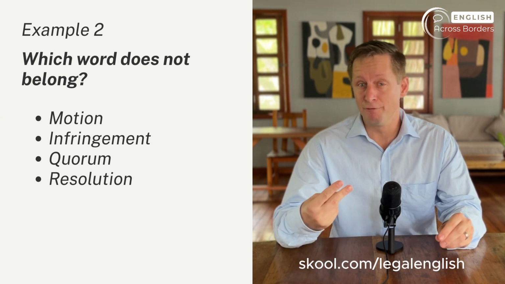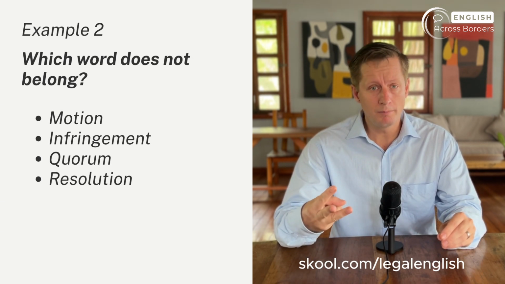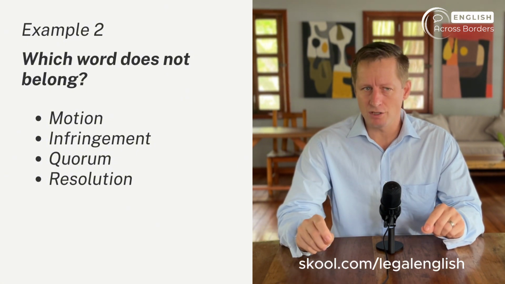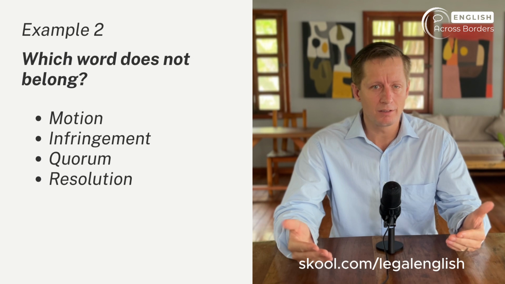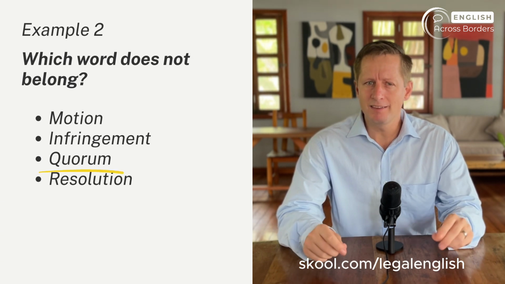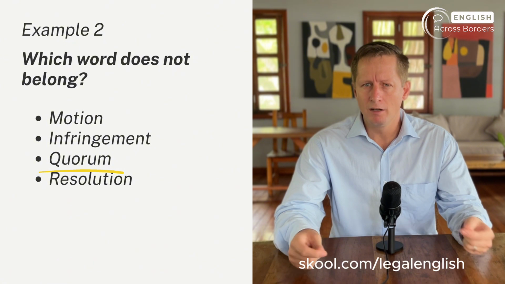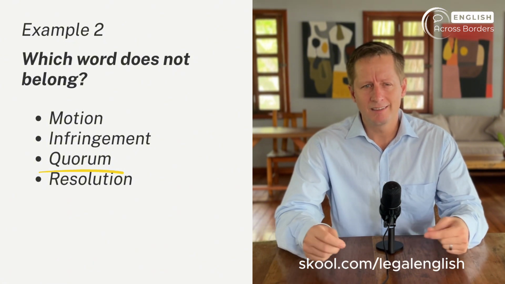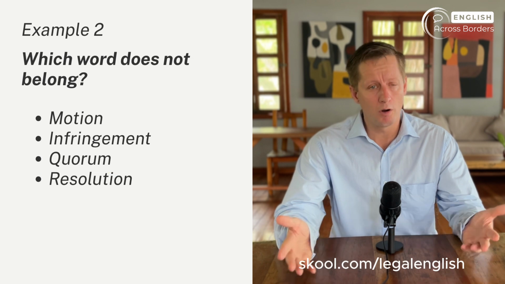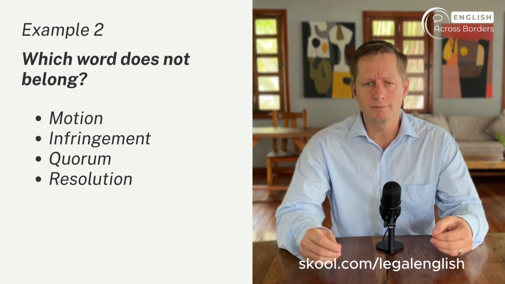Motion, infringement, quorum, resolution. 3 of these are actions or legal decisions, but a quorum is different. It means the minimum number of people needed for a meeting to be valid. It's about meetings, not legal actions. So quorum is the odd one out.